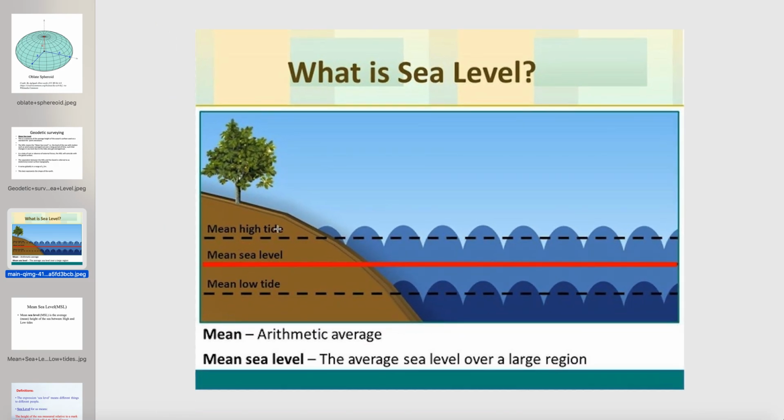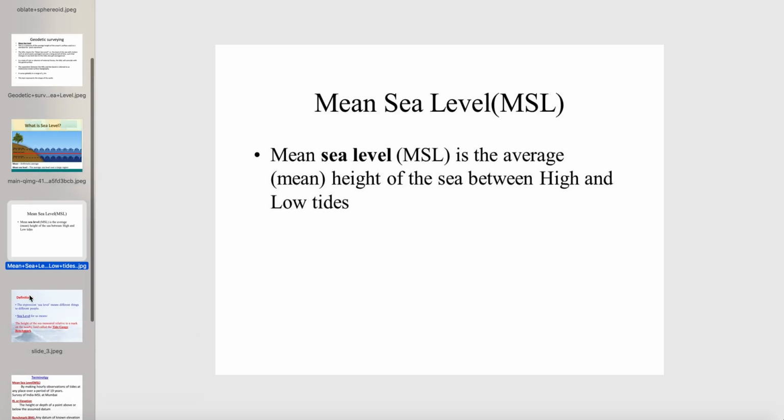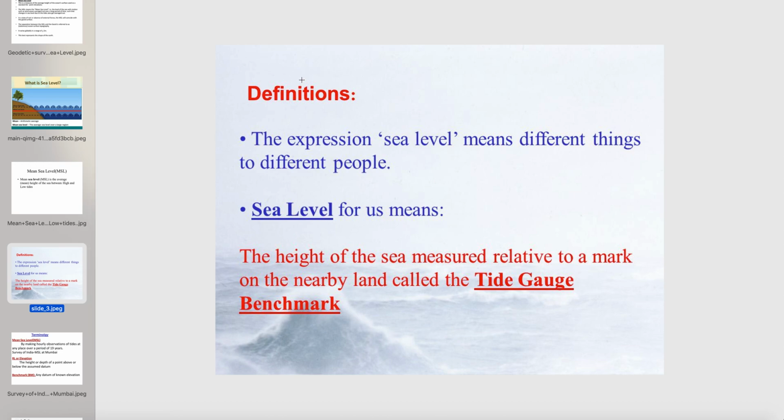Mean sea level is the center point between mean high tide and mean low tide. So you have a mean high tide and mean low tide, and the average of that is mean sea level. Mean sea level, MSL, is the average mean height of the sea between high and low tides. So pretty simple, that's the definition. The height of the sea is measured relative to a mark on the nearby land called a tide gauge benchmark. So this is all based around what the mean sea level is for any particular location.